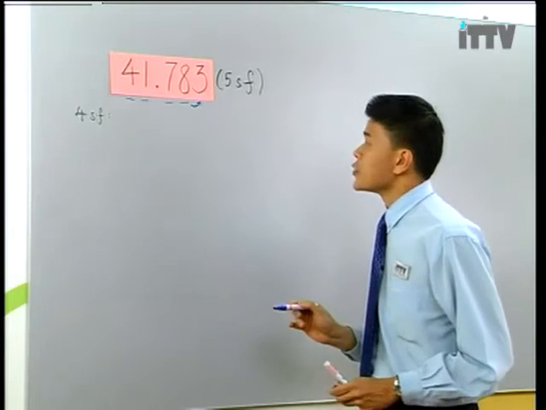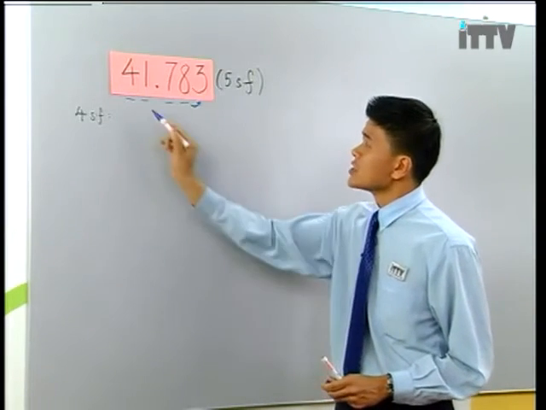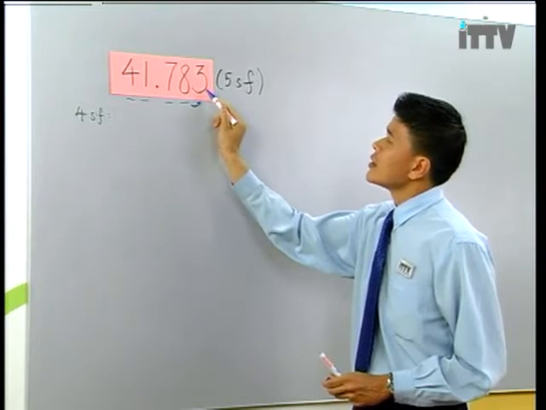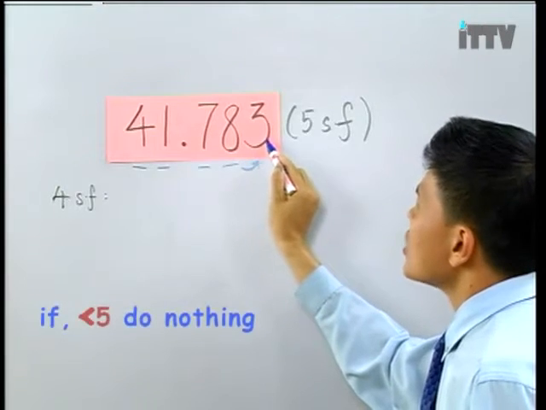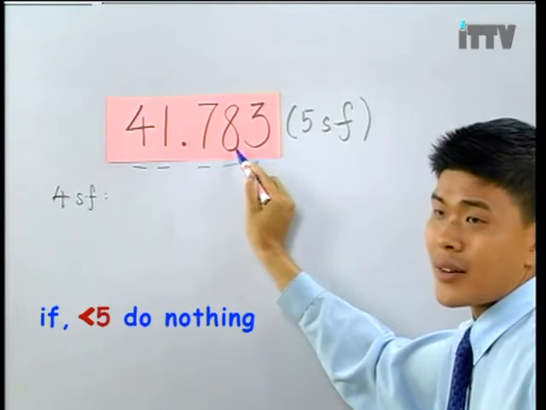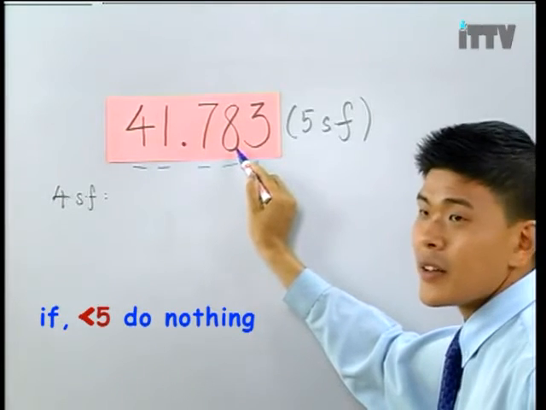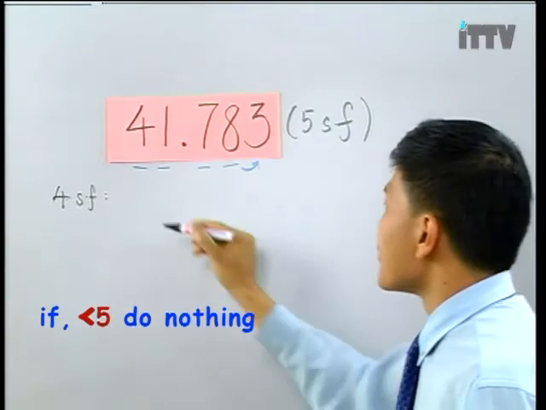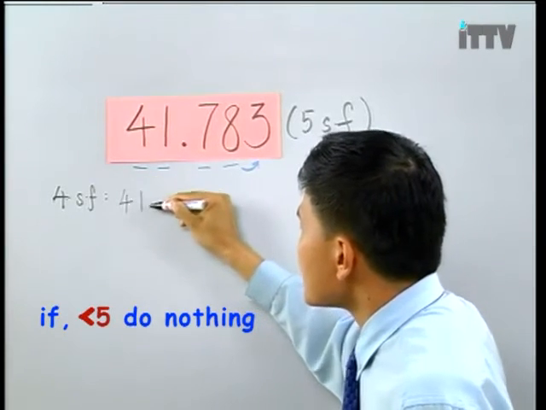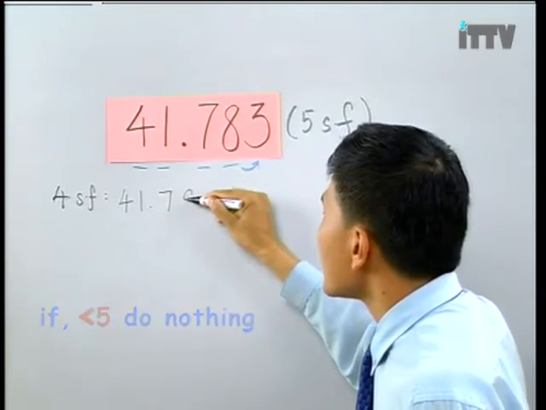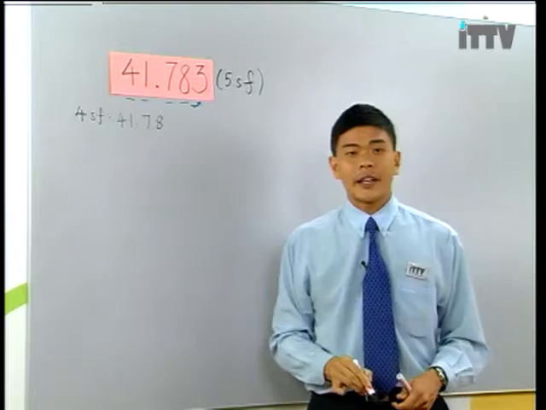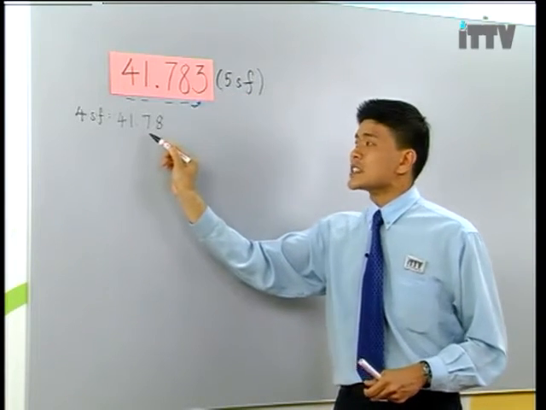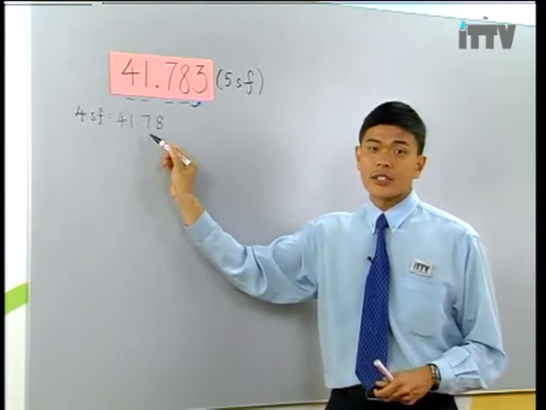So in this case, if we want to round it off to 4 significant figures, 1, 2, 3, 4, the number 3 is less than 5. So we do not have to add 1 to 8. Hence, the number for 4 significant figures will be 41.78. Okay? This is 5 significant figures. This is 4 significant figures.